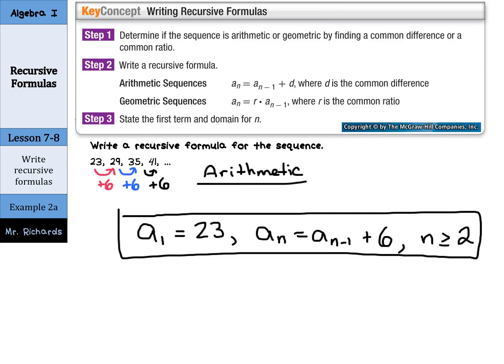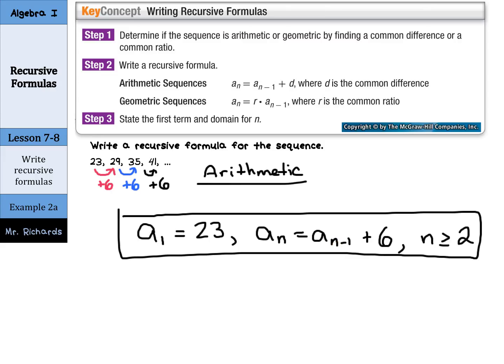And in case you're wondering, what is it with this n is greater than or equal to 2 business? Basically, we're given the first term. If we stick the 2 back in for this n, we're looking for the second term. That means we're looking to calculate the second term. 2 minus 1 is 1. So we're going back to the first term in order to calculate.